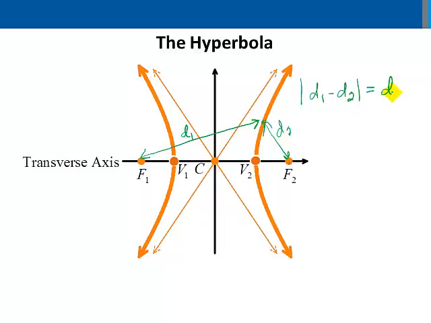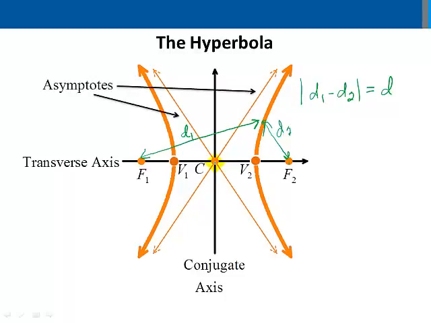A hyperbola has a transverse axis that passes through both foci. The center is on the transverse axis, equidistant from F1 and F2. The hyperbola crosses the transverse axis at vertex 1 and at vertex 2. The hyperbola has a conjugate axis that is perpendicular to the transverse axis and passes through the center. The hyperbola approaches two asymptotes.